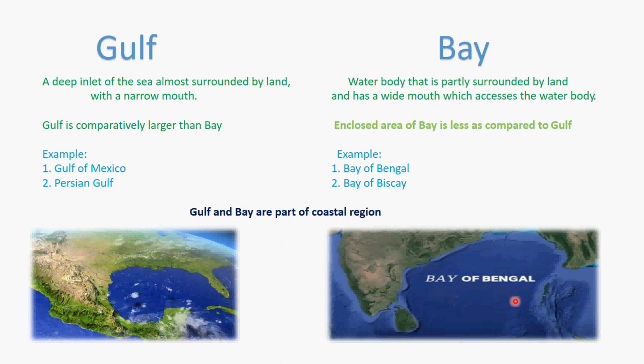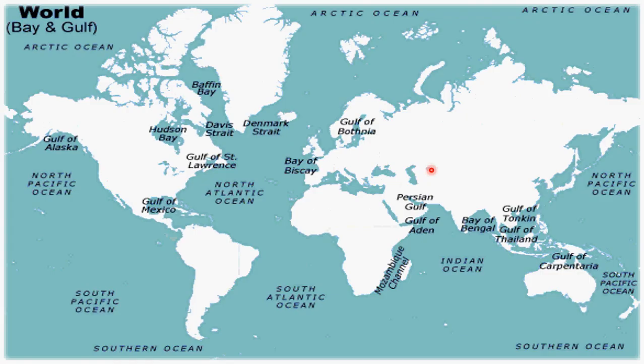Generally, a gulf is larger than a bay, but there are some exceptions, like the Persian Gulf is smaller than the Bay of Bengal. So here are some examples of bays and gulfs. Here is the Gulf of Alaska. Here is the Persian Gulf. Another is Baffin Bay, Hudson Bay. Another is the Bay of Biscay.